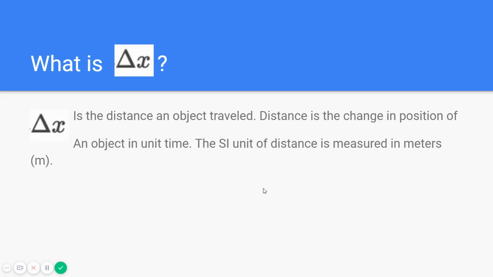Now, distance also can be positive or negative. So how can distance be positive? Well, people generally assume if an object is going to the right or going upwards, then that is positive. So in that case, distance is also positive. For distance to be negative, it needs to be going to the left or downwards.